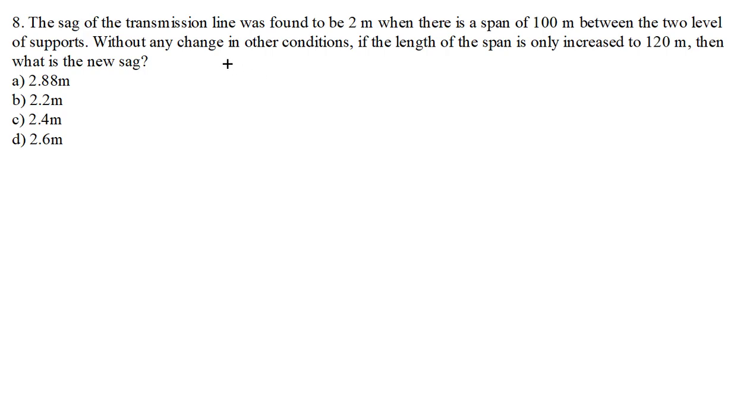Now coming to the next question, number 8. The sag of the transmission line was found to be 2 meter when there is a span of 100 meter. This is a question on sag of a line between two level supports without any change in other conditions. If the length of span is only increased to 120 meter, what will be the new sag? So in the first case, when length L1 is 100 meter, sag S1 is 2 meter. Now if the length is made 120 meter, how much will be the sag? That is the question.